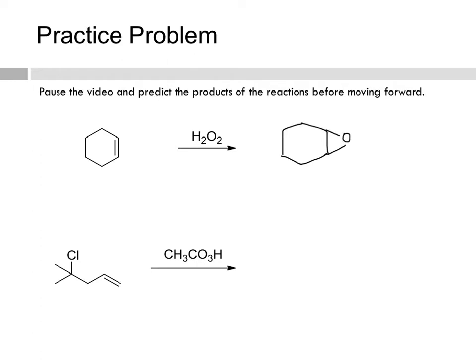In the second example, you're using peracetic acid, so this is an example of a peracid. Again, you've got this oxygen-oxygen single bond, which can do an oxidation. With an alkene, it can oxidize it to the epoxide. So again, the product would be an epoxide. So you've broken this alkene bond and you form two new bonds to the same oxygen.